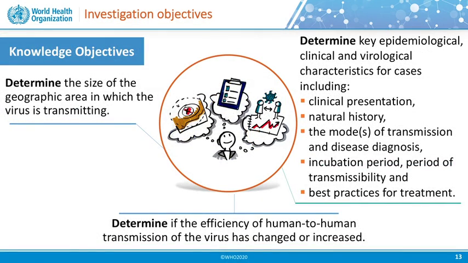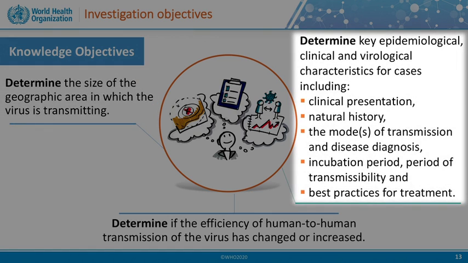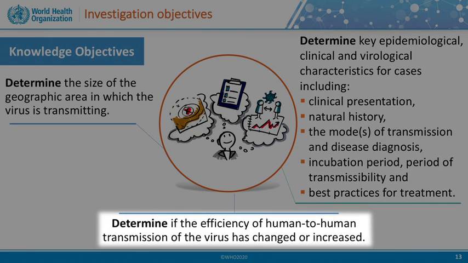In terms of the investigation objectives and the knowledge objectives, it's important to determine the size and the geographic area for which this virus is transmitting, and to determine key epidemiologic, clinical, and virological characteristics for cases, including their clinical presentation, the natural history of disease, the mode or modes of transmission and disease diagnosis, the incubation period, the period of transmissibility, and best practices for treatment. And very importantly, to determine if there's human-to-human transmission of the virus and if that virus has changed.